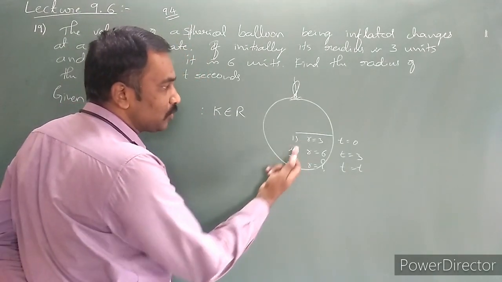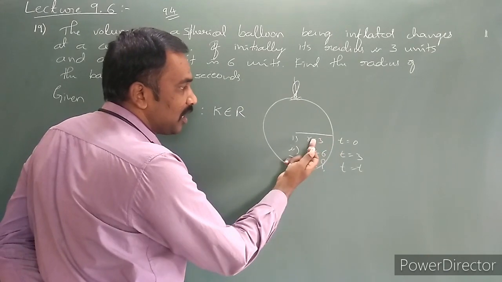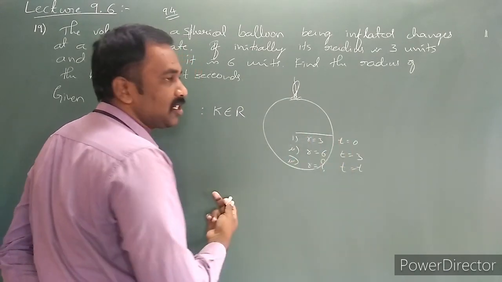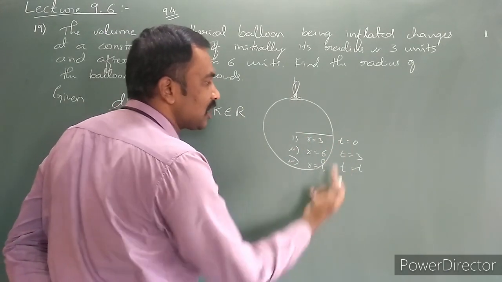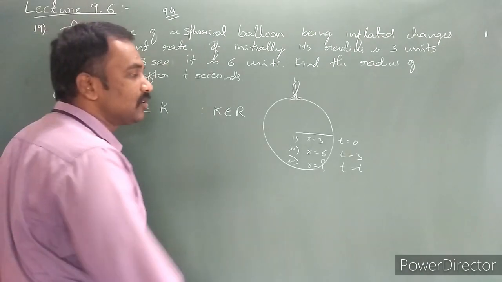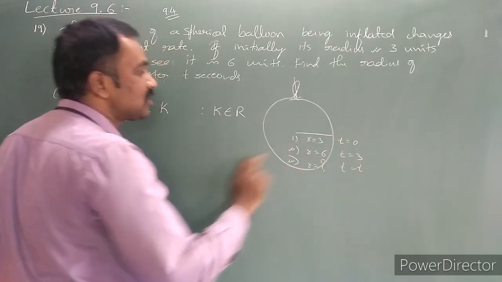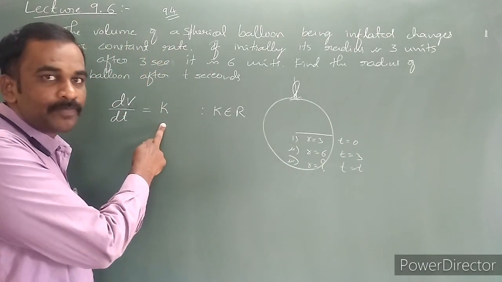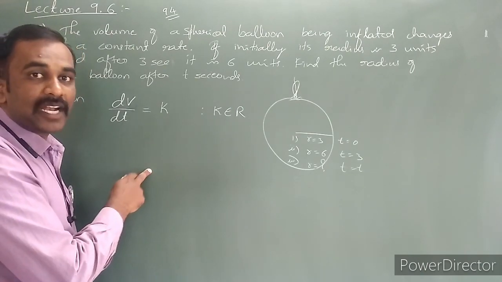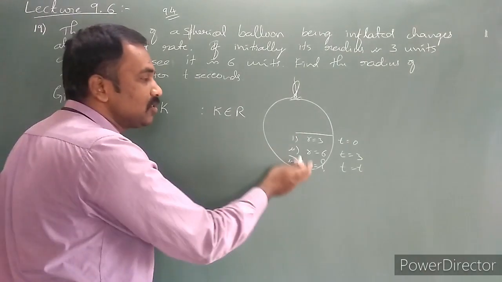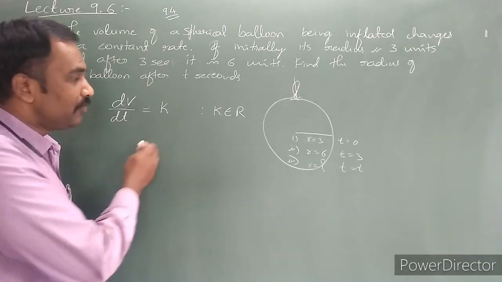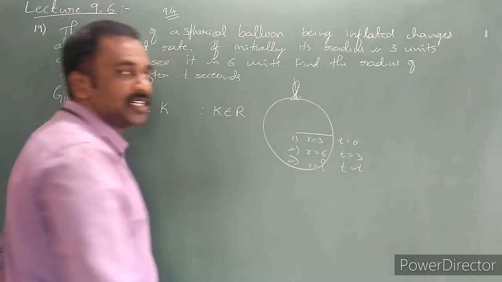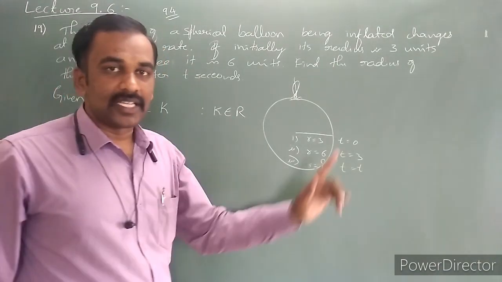For that, they have given two conditions: r is equal to 3 when t is equal to 0, and r is equal to 6 when t is equal to 3. Using these two conditions, we will get the constant k value as well as the parameter c value. Using those, we can easily get the radius of the balloon at time t seconds.